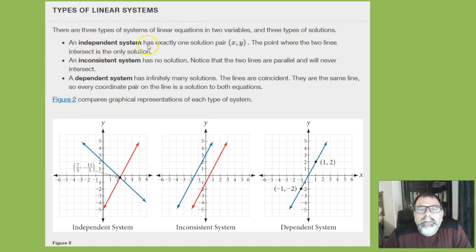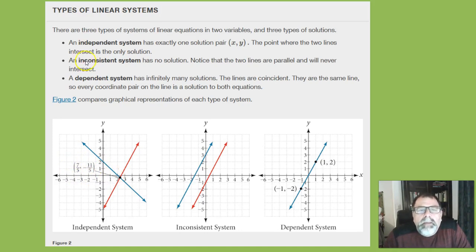An independent system has one solution, one ordered pair, an x and y that go together. The point where the two lines intersect is the only solution. So that's this picture here on the left. You can see you have two equations. When you graph them, they make two lines. Remember, a linear equation in two variables, when you graph it, makes a line. So we have two lines. They intersect at a single point, and that ordered pair corresponds to the solution for that system.